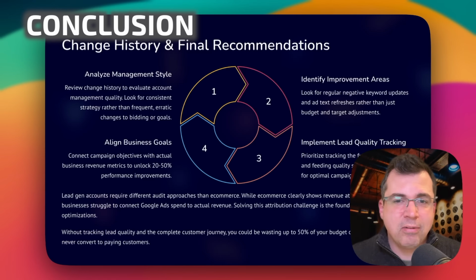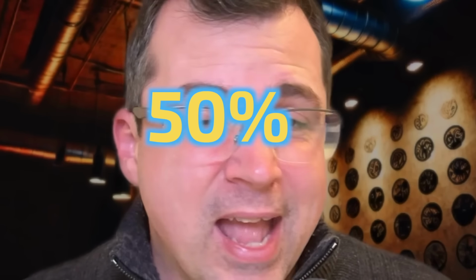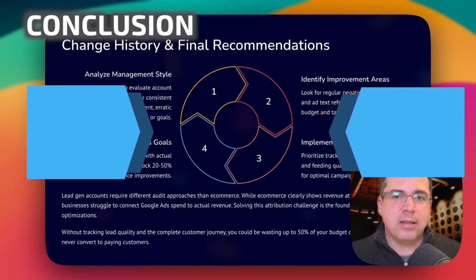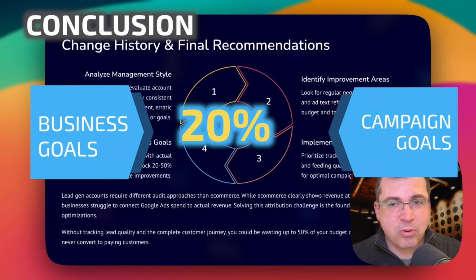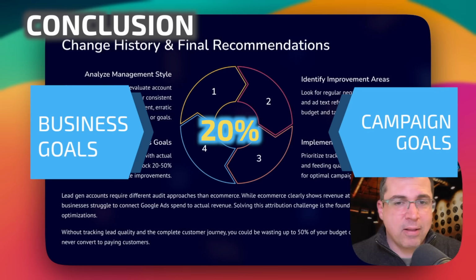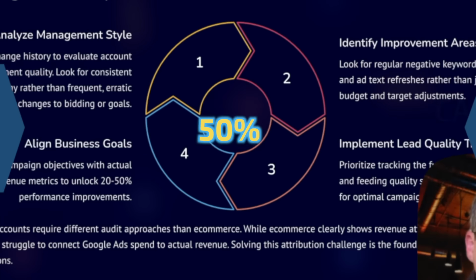If you are not tracking lead quality and the whole life cycle of the leads in Google Ads, you could be wasting up to 50% of your budget. And I didn't just pull this number out of thin air, but for many accounts, whenever we aligned the business goals with the goals in the account, we reached at least 20% and in some cases around 50% improvement on real business revenue from PPC.